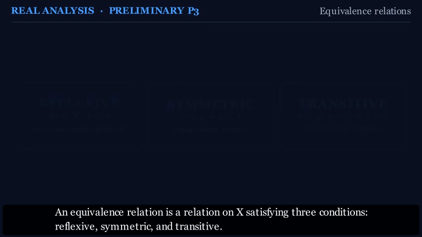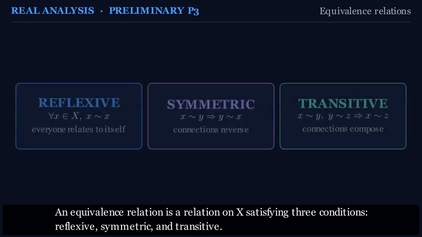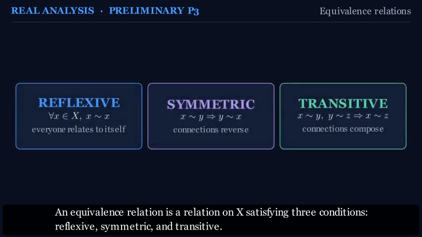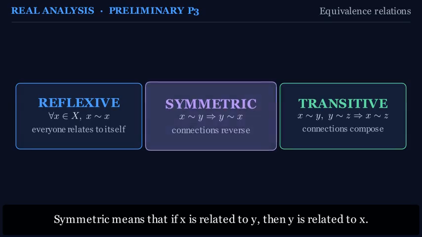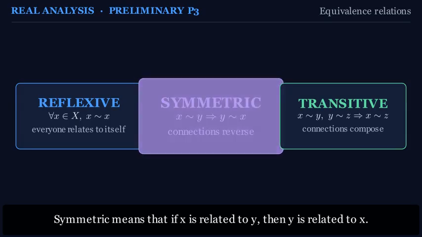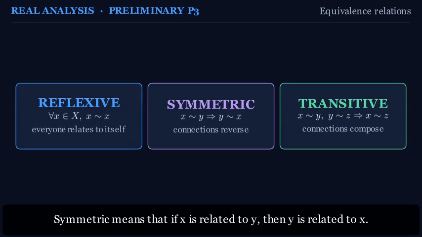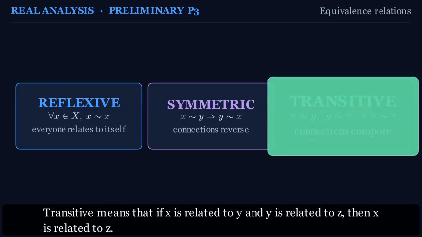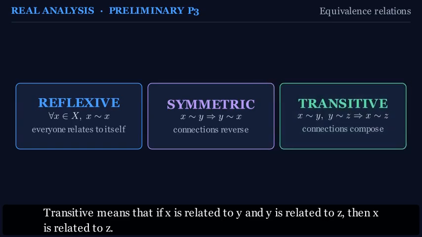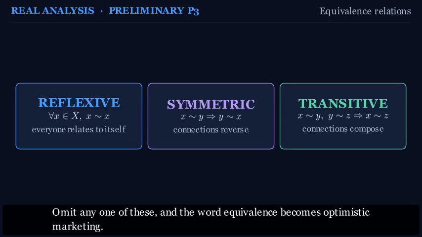An equivalence relation is a relation on X satisfying three conditions: reflexive, symmetric, and transitive. Reflexive means every X is related to itself. Symmetric means that if X is related to Y, then Y is related to X. Transitive means that if X is related to Y and Y is related to Z, then X is related to Z. Omit any one of these, and the word equivalence becomes optimistic marketing.